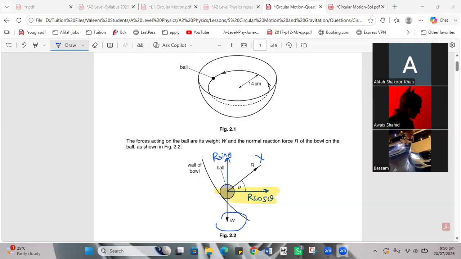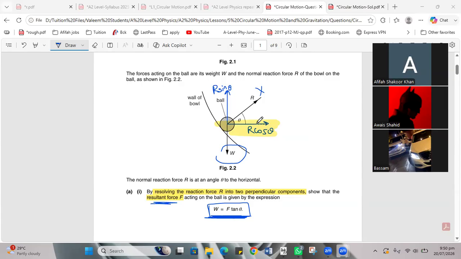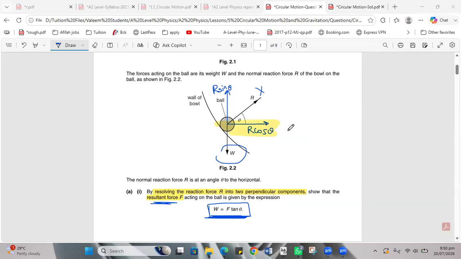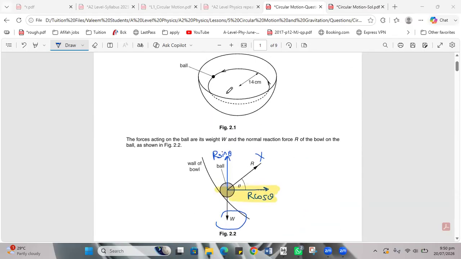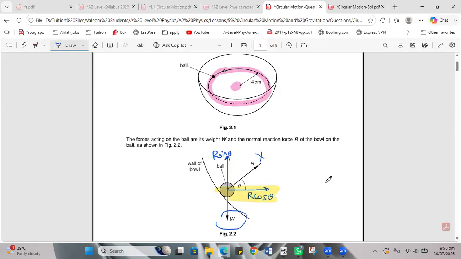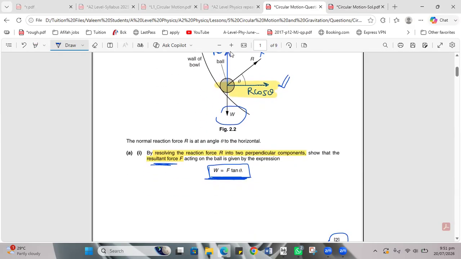Okay, guys. So I was saying that no, it's not just R. R cos theta, the horizontal component of R, is responsible for providing the centripetal force. How do I know that? See, where is the center of the circle? If you look at the bigger picture, this one, where is the center of the circle? It's over here, somewhere over here, right? If this is the circular path, the center of the circle is over here. So R cos theta is exactly pointing towards the center of the circle. So R cos theta is responsible for providing centripetal force.